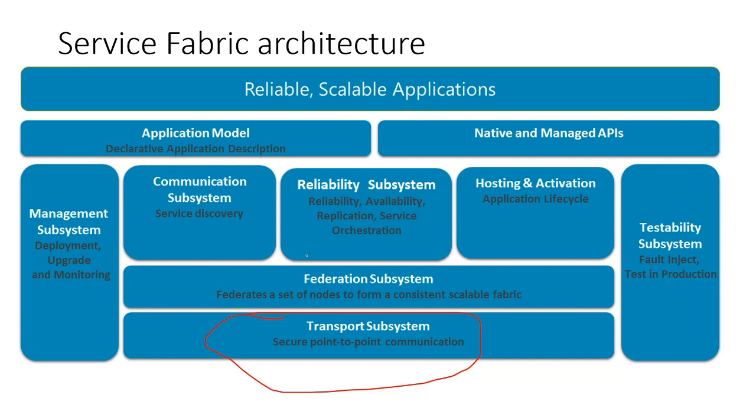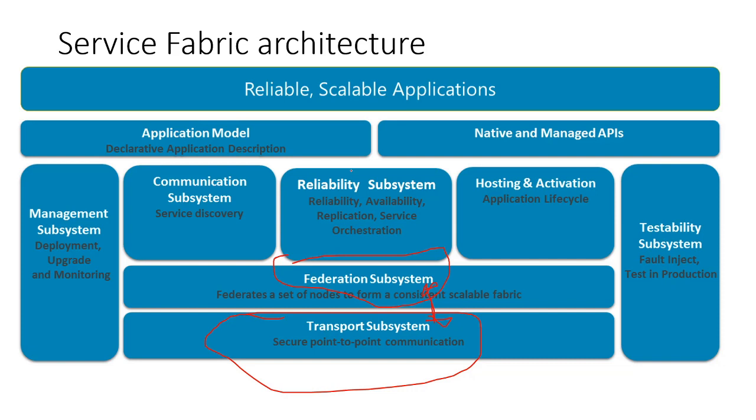The transport subsystem provides a communication channel for intra and inter-cluster communication. The federation system here is responsible for the logical grouping of virtual or physical machines to form a Service Fabric cluster. This subsystem uses the communication infrastructure provided by the transport subsystem to achieve this consolidation. For more detail about the other parts, you can see the official documentation of Microsoft.